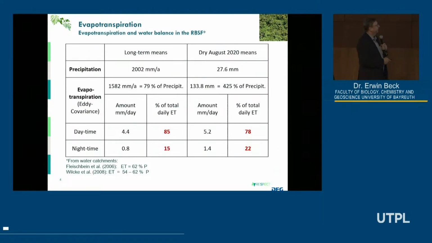If we quantify this, we see that annual precipitation in the ecosystem is about 2,000 millimeters per year, whereas the monthly rainfall of this dry August was below 30 millimeters. Under normal conditions, about 80% of the annual precipitation goes into evapotranspiration, whereas evapotranspiration was more than fourfold the rainfall during that dry period. And interestingly, daytime evapotranspiration contributes about 85% under average conditions, 15% during the night, but this nighttime share strongly increases by about a third during the dry conditions of August.